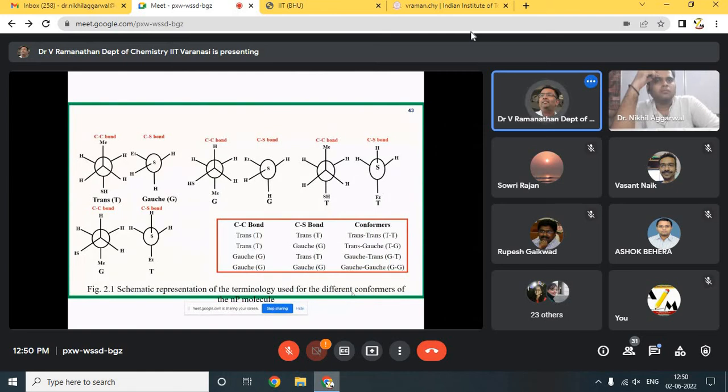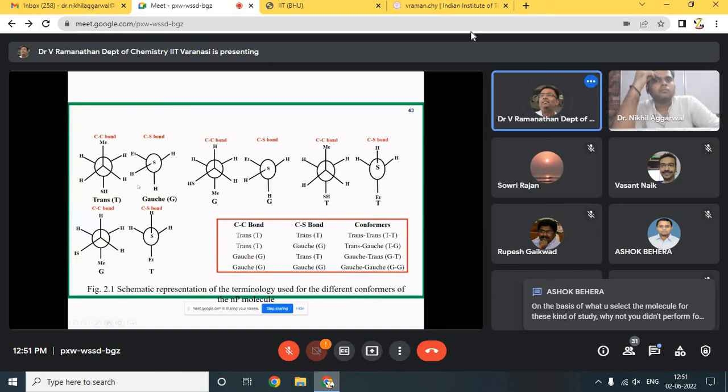Unlike ethane thiol, since there is an additional CC bond in this case, the complexity of the conformational space increases, and as a result, you have a large number of rotations possible, and consequently the number of conformers also increases. Here you also need to understand the nomenclature of the conformers. So again, you have the CC bond and the CS bond.